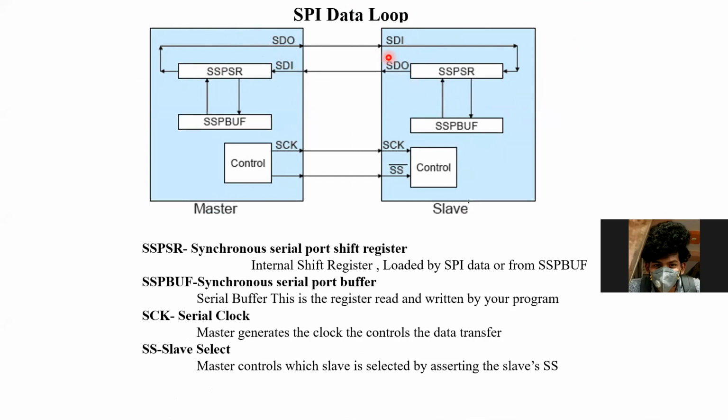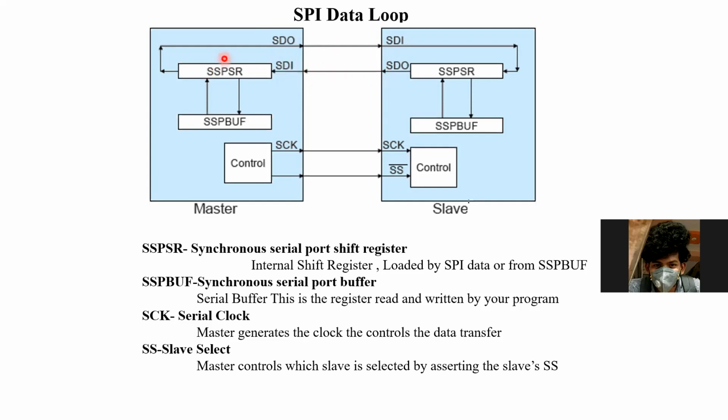In means it will receive. Out means it will send the signal. So SDO, serial data output, and SDI, serial data input. Here the master is sending the data to the slave, and similarly with serial data out, the slave will send the signal to the master.